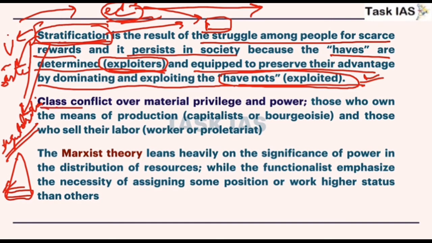Now, class conflict over material privilege and power: those who own the means of production, the capitalist class or the bourgeois class, and those who sell their labor, the worker class.